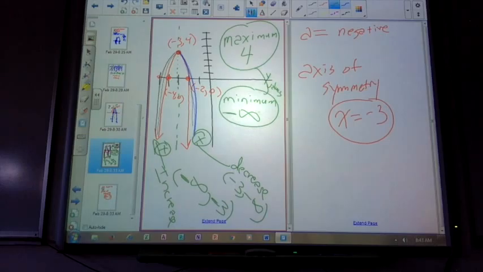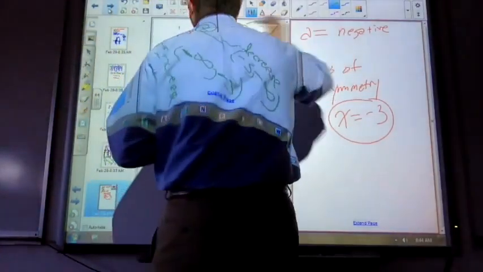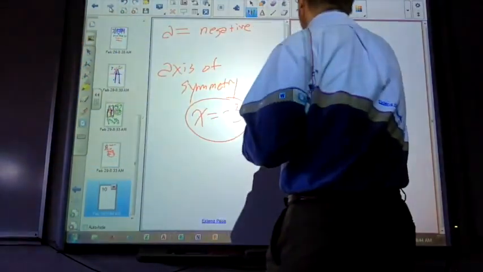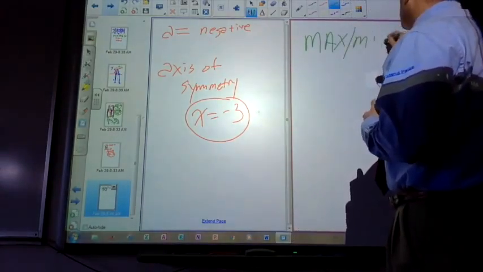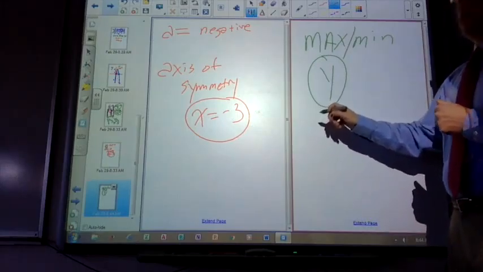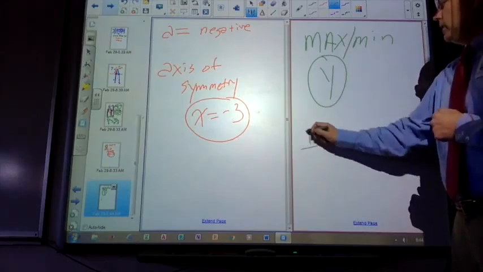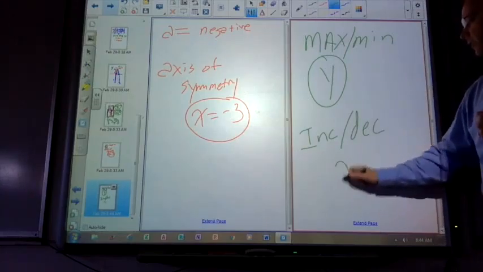Maximum and minimum deal with the y component. That would be something I would definitely write down. So, max and min, that's your y values. Increasing and decreasing are your x values.